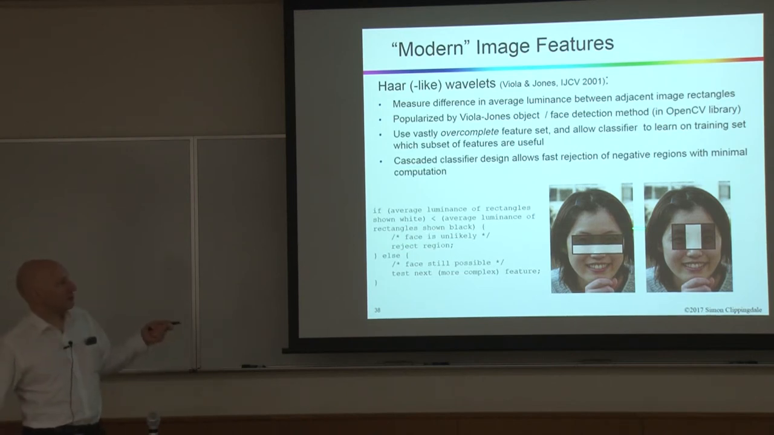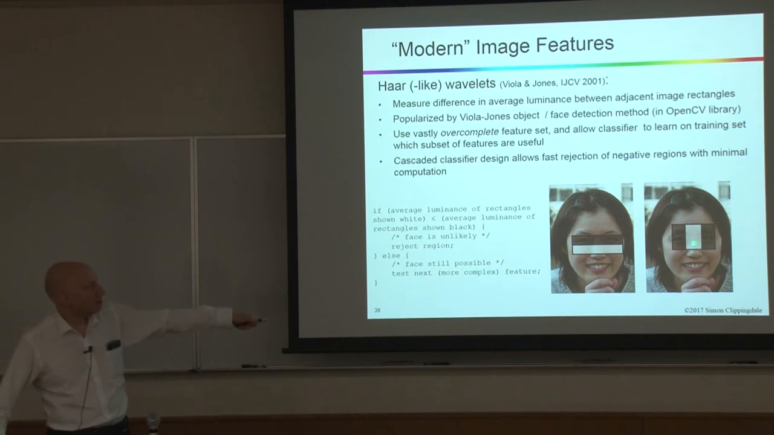So this is a very simple test you can do to establish whether a region like this is likely to be a face region. If it is still likely to be a face region, you can go on and do a more complicated feature like this one, where, for example, the region in the middle has an average brightness that's larger than these two regions at the side. And you can keep going with more and more complex features until you conclude either that the region you're testing is not a face, or that it probably is a face.